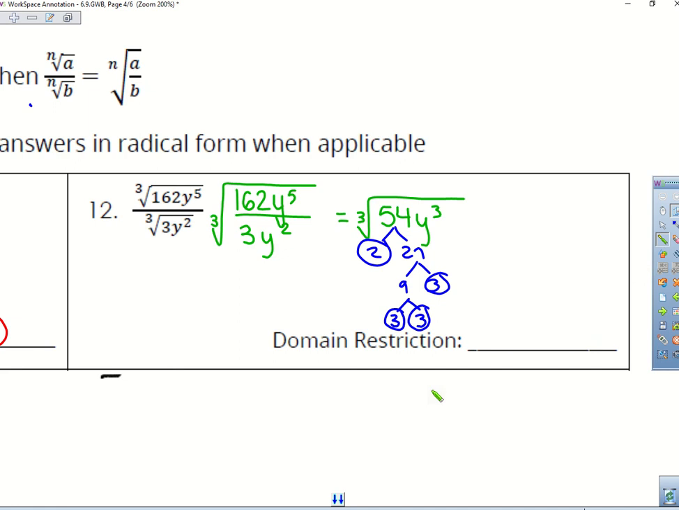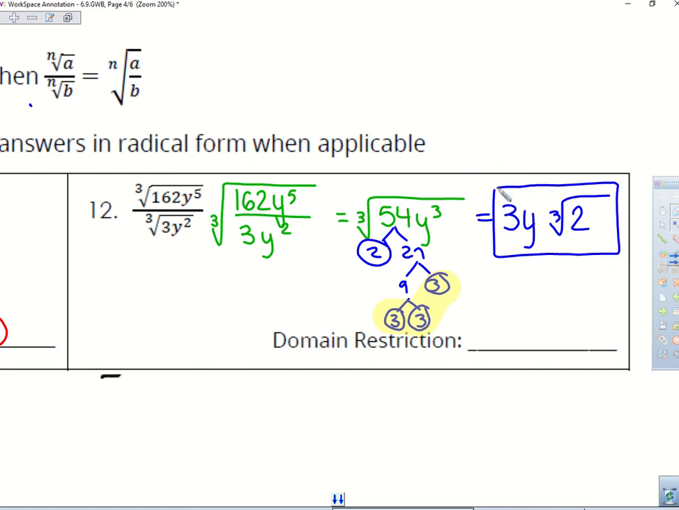What size grouping are we looking for here? 3s. We have 3 3s. So those get to leave the radical. And then the 2 had to stay behind. What is the cube root of y to the 3rd? Y. And that fully simplifies, no remainder. So that's my final answer. No absolute values required because we took an odd index to begin with.